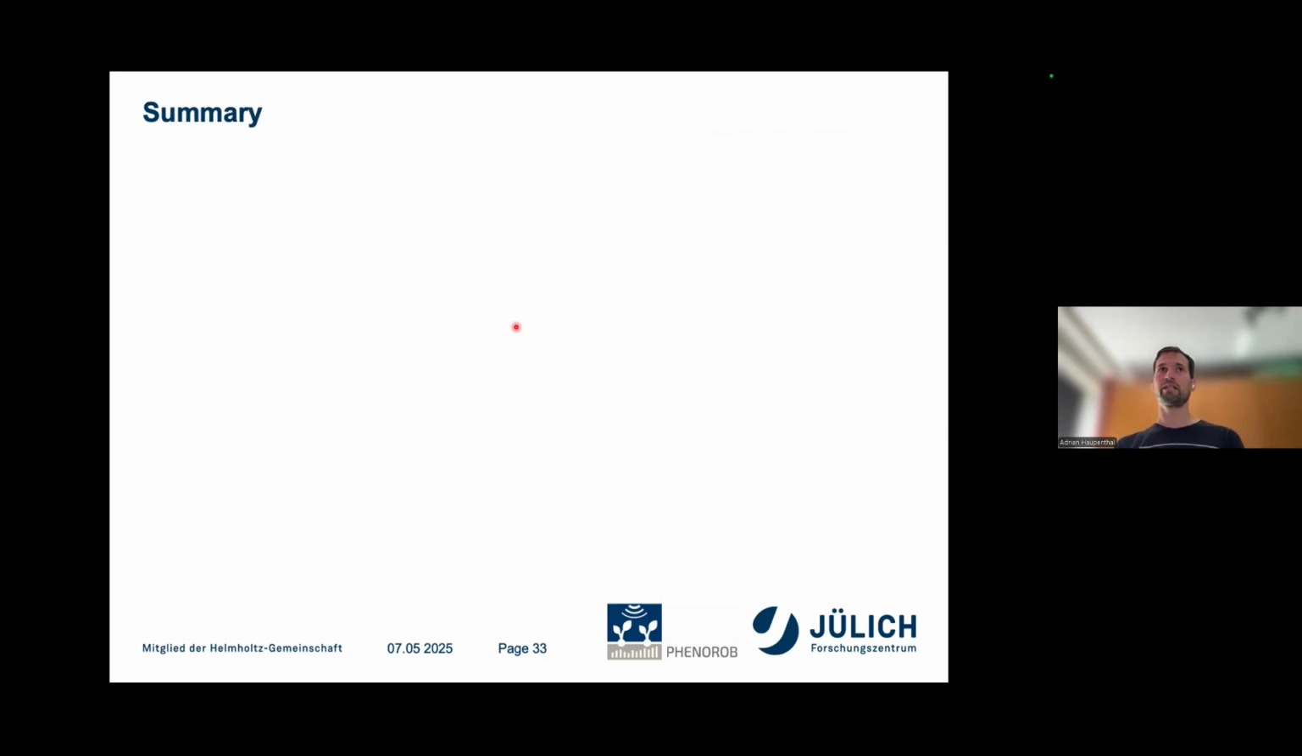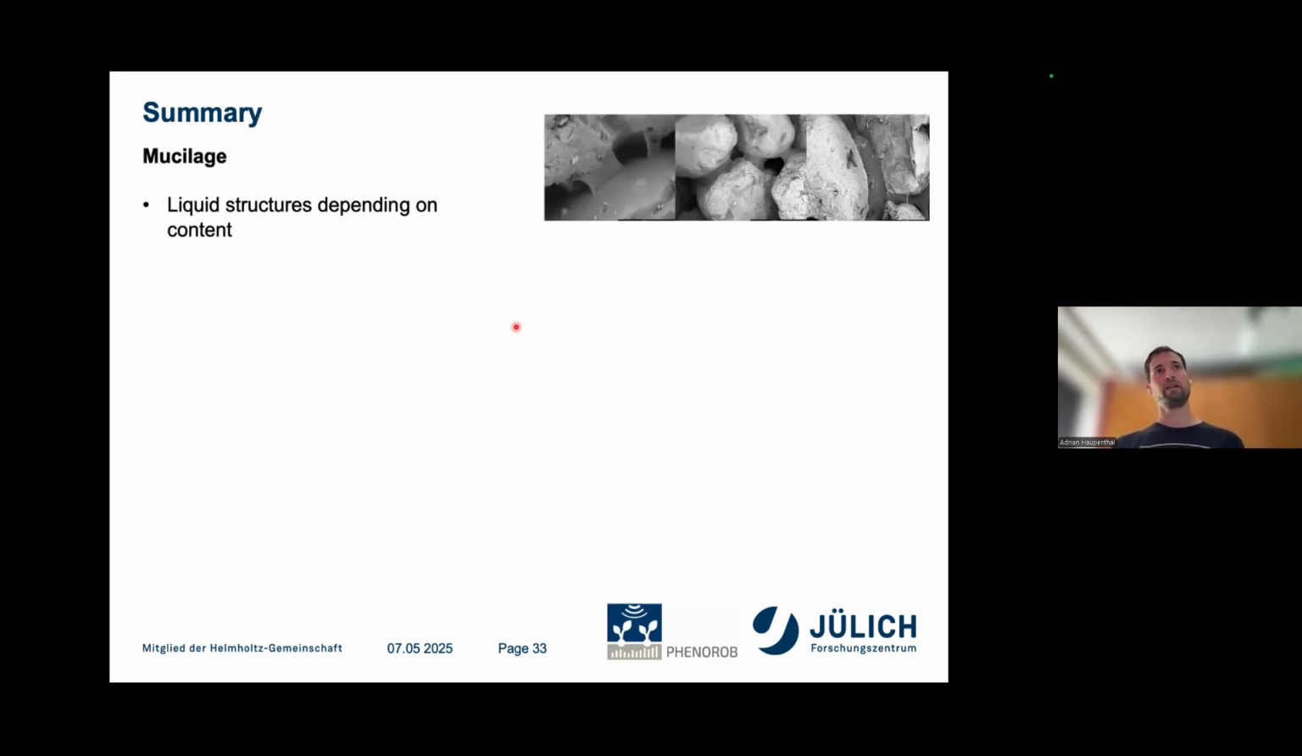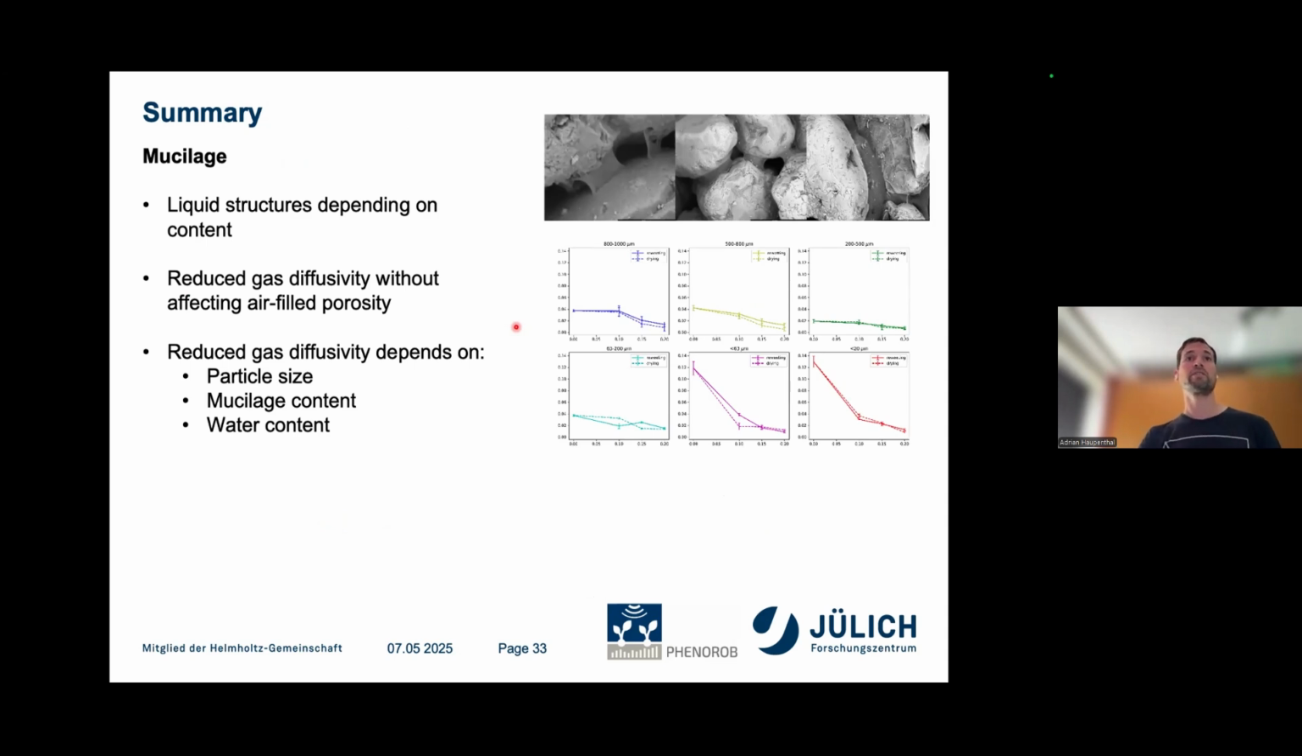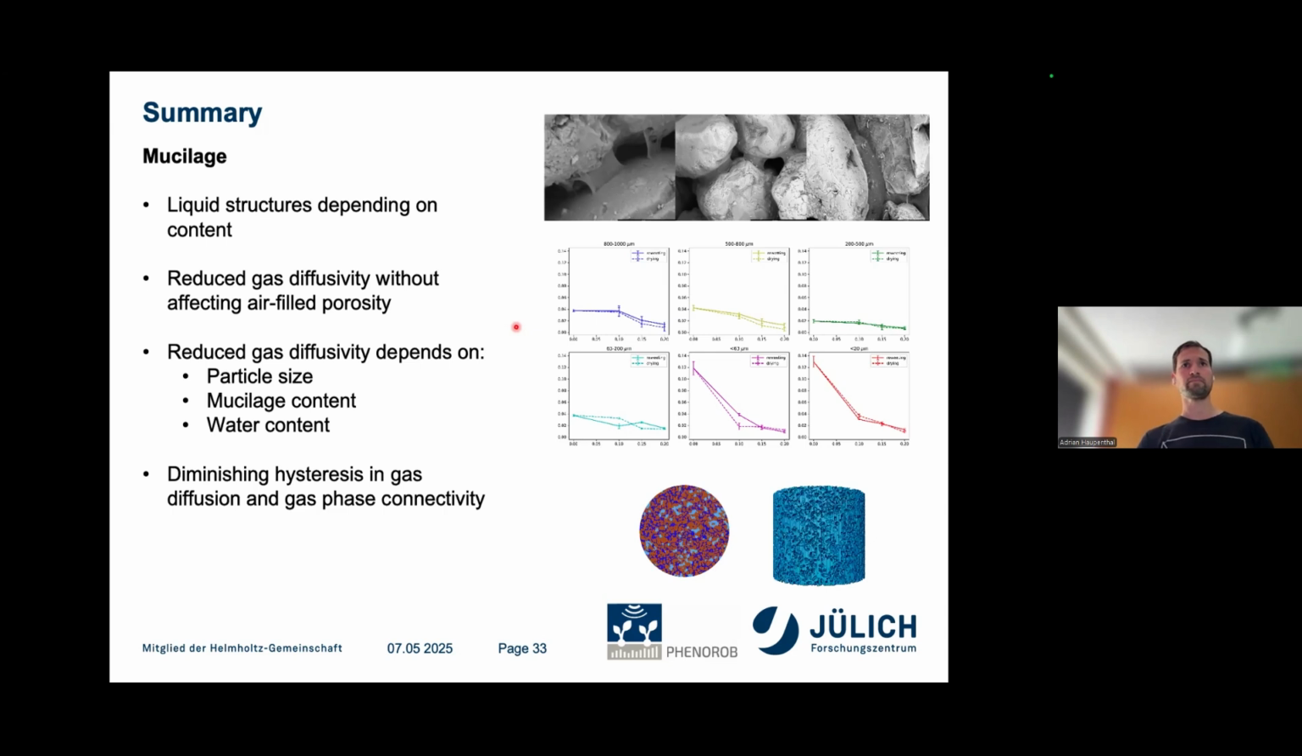So to come to an end of my talk, I want to summarize the findings from my thesis. We have seen that mucilage forms liquid structures in the pore space depending on its content. It reduces the gas diffusivity without affecting the air-filled porosity, here up to a factor of 6. The reduction in the gas diffusivity depended on the particle size, so we could observe no difference in the dry soil, for example, in clay and silty-sized particles. It depends on the mucilage content and, of course, on the water content. And we have a diminishing hysteresis in the gas diffusion and in the gas phase conductivity with the addition of mucilage, and for EPS, similar effects were observed.